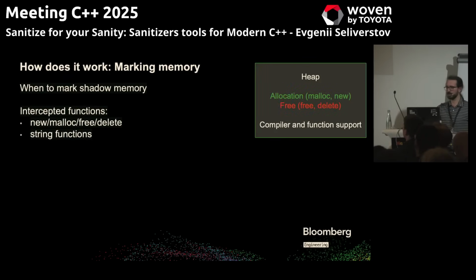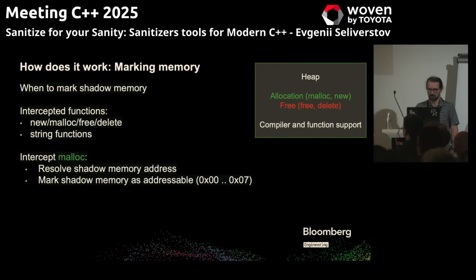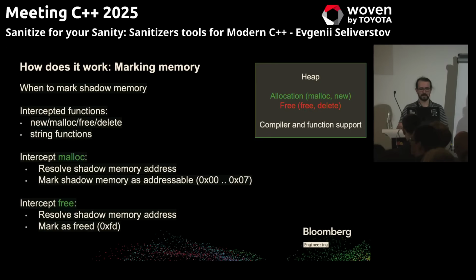It's really easy. We need to intercept all functions from libc: new, malloc, free, delete, and string functions, because strings could allocate, for example, when storing a string. What's the function to allocate memory for a copy of a string? OK, tell me later. So we need to resolve all the addresses when we allocate memory and mark them as addressable. Vice versa, when we free memory, we need to mark it as poisoned.